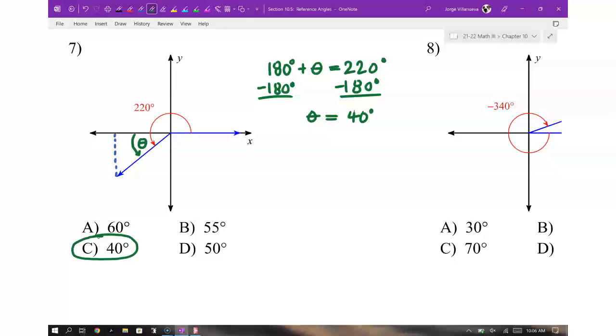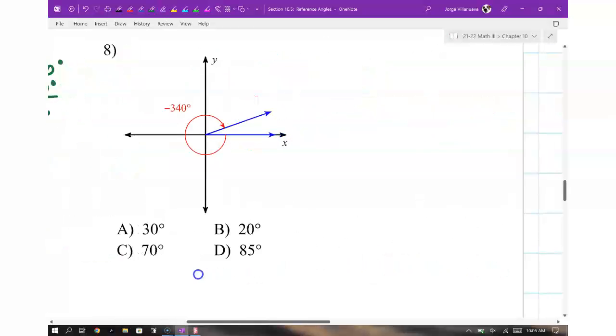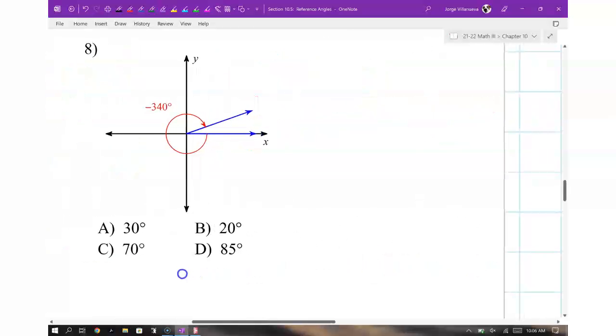Let me show you number 8. This will just be an extra one, because it's a negative angle. I want you guys to see one with a negative angle. Just because the angle is negative, notice how our answers are all positive. It doesn't mean that your answer has to be negative too.